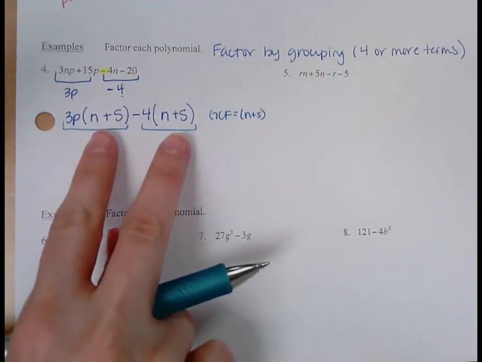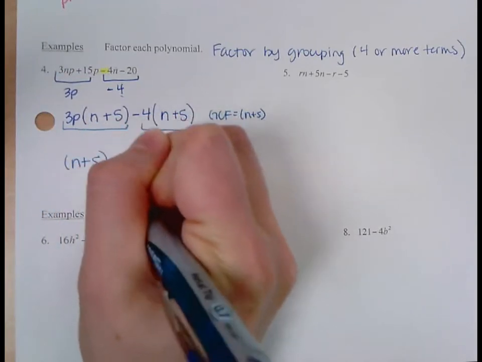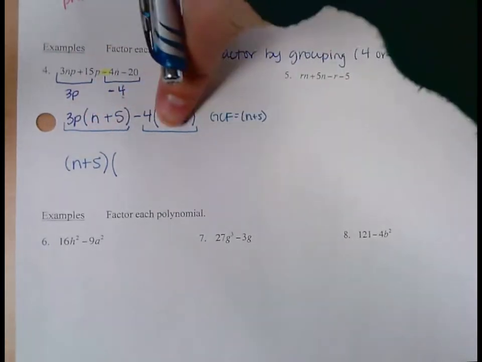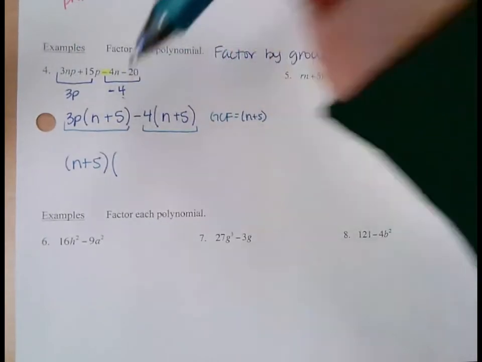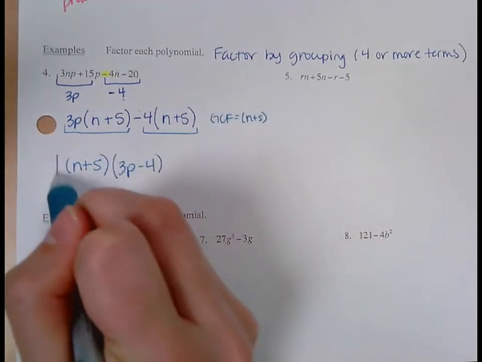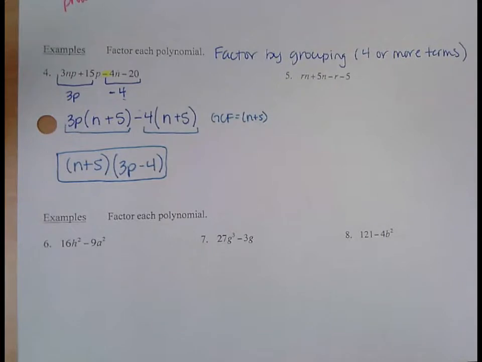So you now factor the n plus 5 out and write in parentheses after that what's left when you take it out. So if I take an n plus 5 away from both of these terms, I'm left with the 3p minus 4. So this would be your fully factored form. Questions on that one?